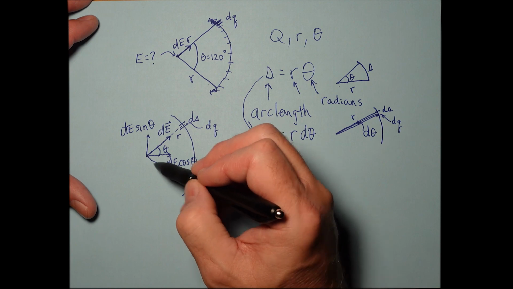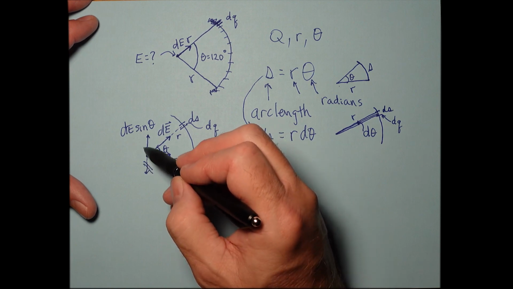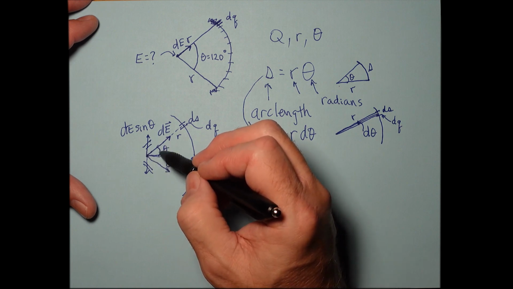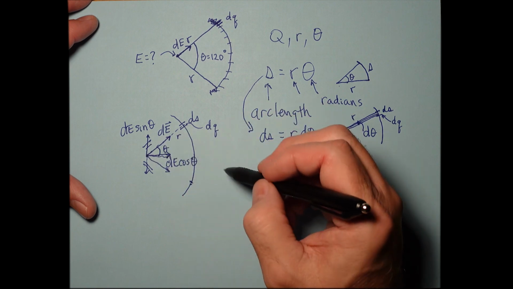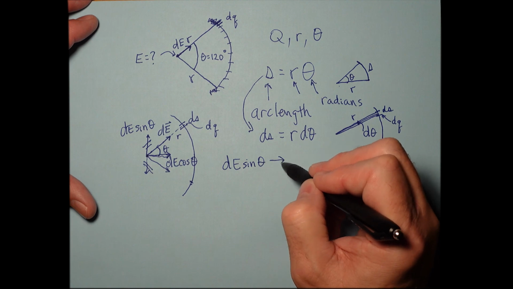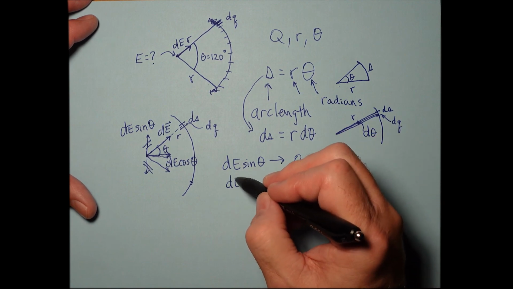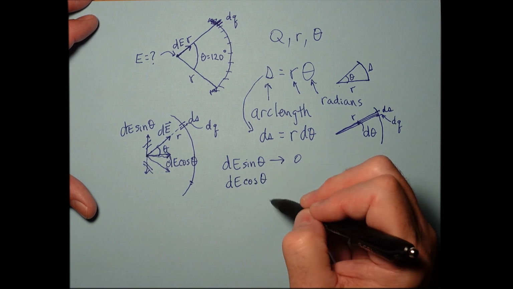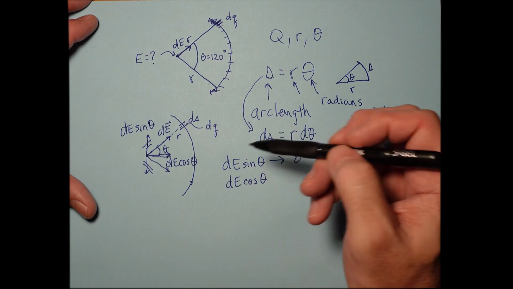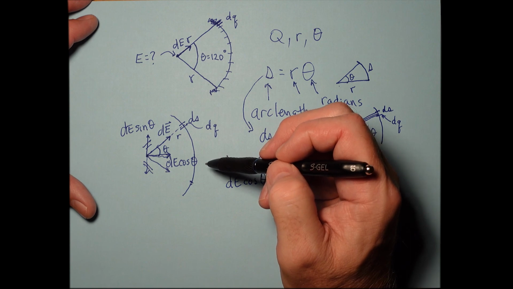If you break this one up into components, you're going to have that and that. So what's going to happen is these sine components are going to cancel. The sine components go away. So the dE sine theta components cancel, and that leaves the dE cosine theta components. And this theta here is the variable that's going to have to cover this entire arc length of 120 degrees.